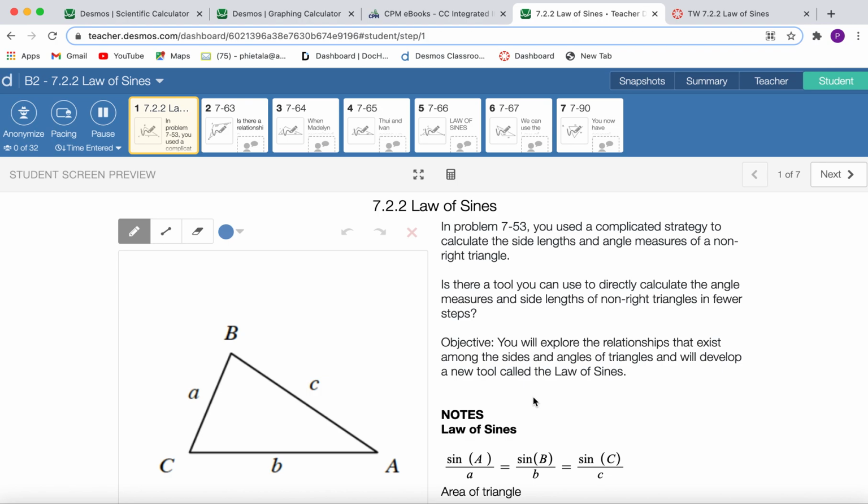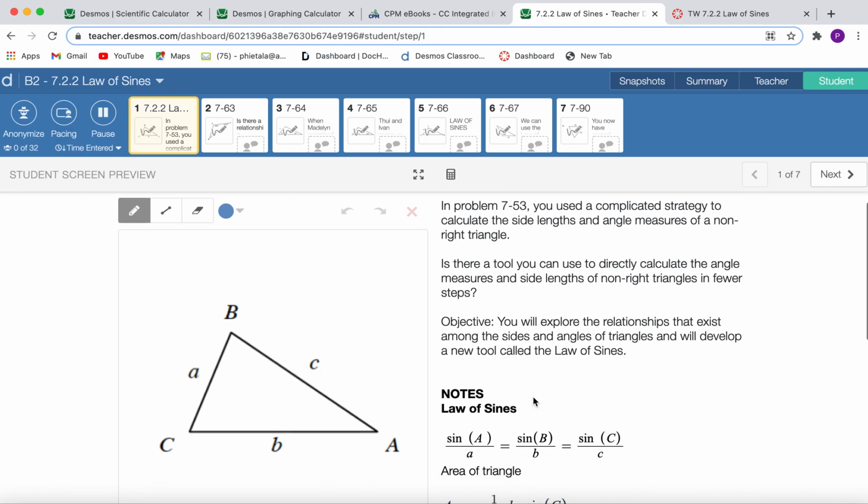So it says here in chapter 7.2, we're going to learn the law of sines. Last class, we did a problem at the end. Okay, it was kind of complicated. We had to calculate the side lengths of the missing angle of a right triangle. So this wasn't a right triangle. Okay, we don't have that nice square in the side of one of those angles. So there is a tool we're going to learn today that's a lot fewer steps than what we did last time.